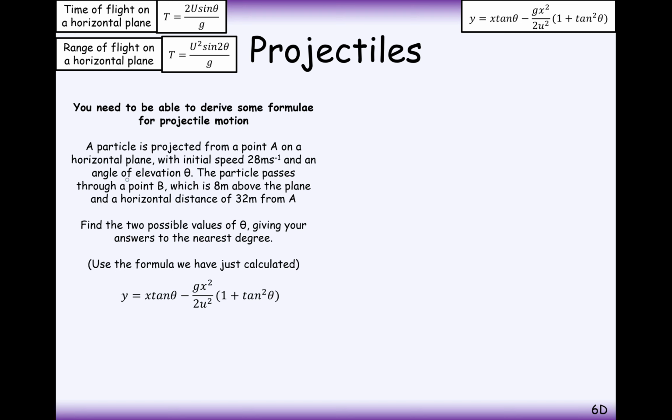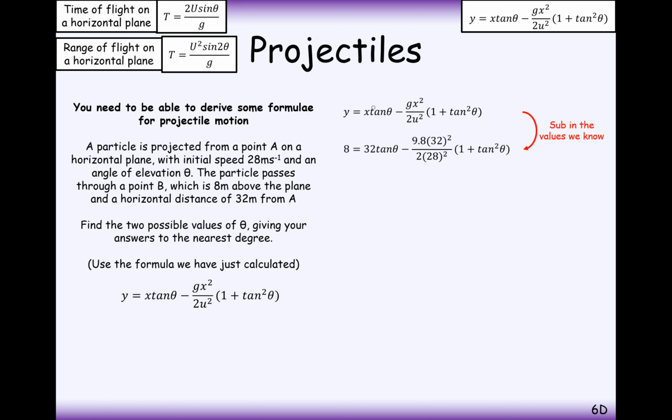Now, generally this would have been a part B question to the part A question that we've just completed before. We can use this formula here, we've just calculated it effectively in part A of this question, so now we can start to substitute values in. We still don't know the value for theta, so we're going to leave theta in there, but we do know the initial speed is 28, we know the value for y is going to be 8, and we know the value for x is going to be 32.